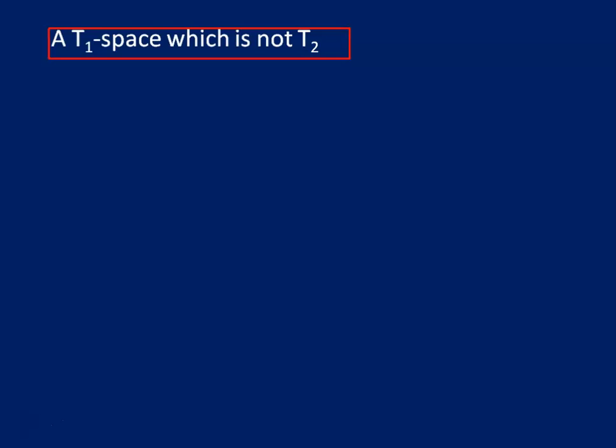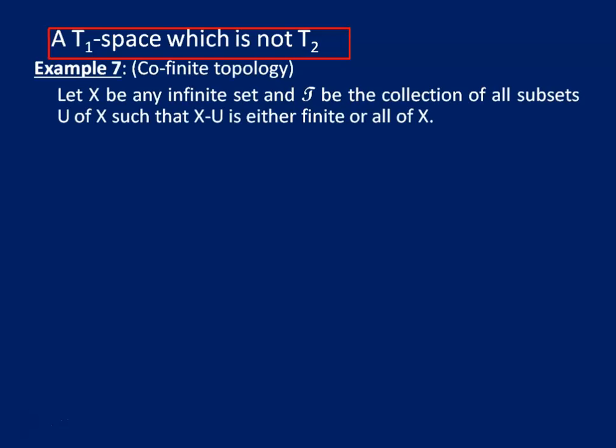Here we have an example of a space which is a T1 space but not a T2 space. Let us consider the co-finite topology. As in our earlier classes, we have defined this topology, the co-finite topology. Let X be any infinite set and tau be the collection of all subsets U of X such that X minus U is either finite or all of X. And we have seen that this satisfies the condition of being a topology. This topology is known as the co-finite topology.